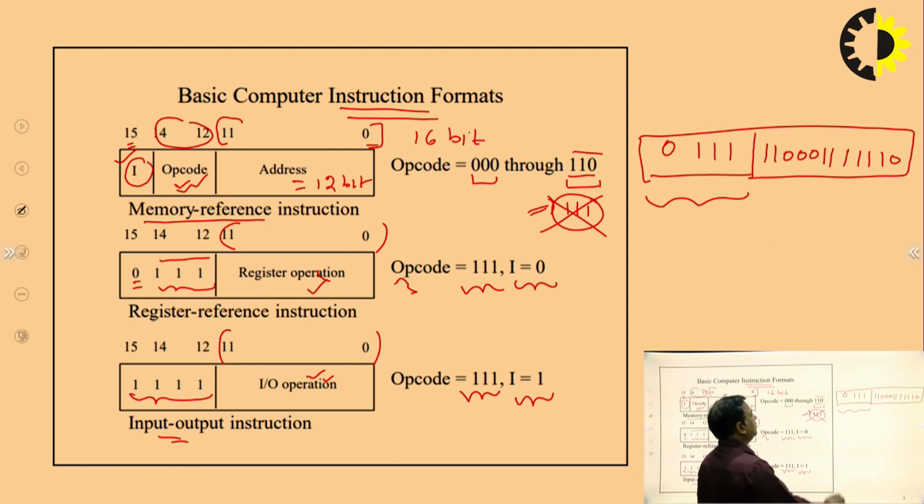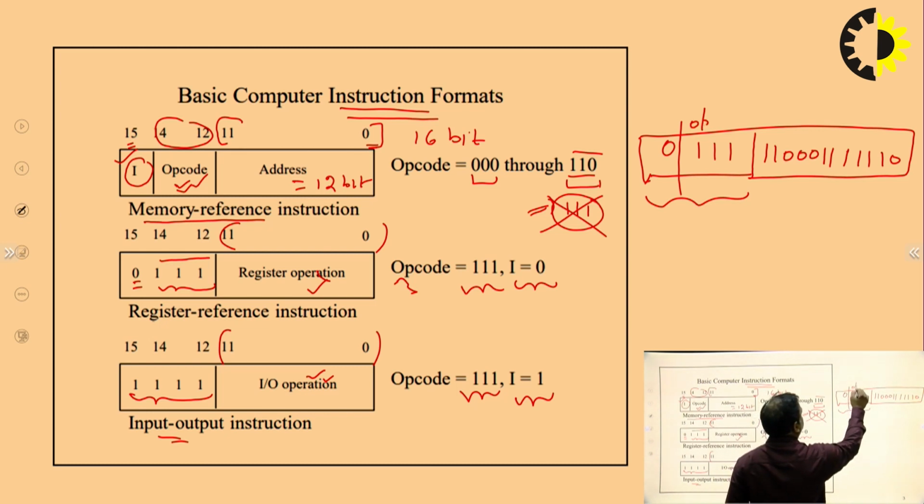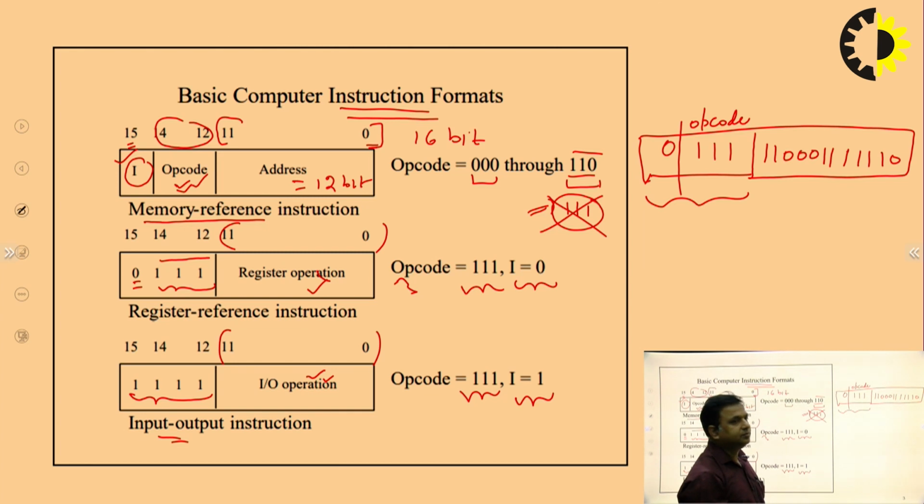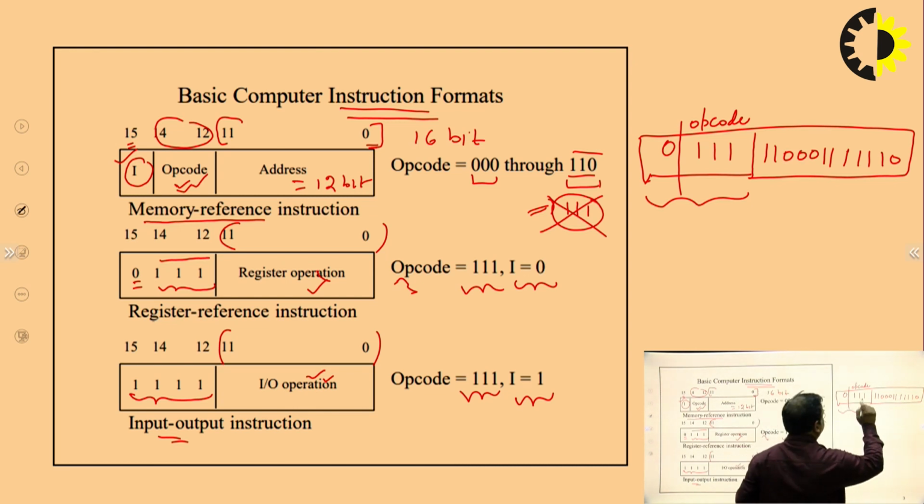So what it says is, if we see the opcode, this is my opcode. So what is the opcode? That is 111. So the 111 opcode is allowed in the register reference, and is not allowed in the memory reference.